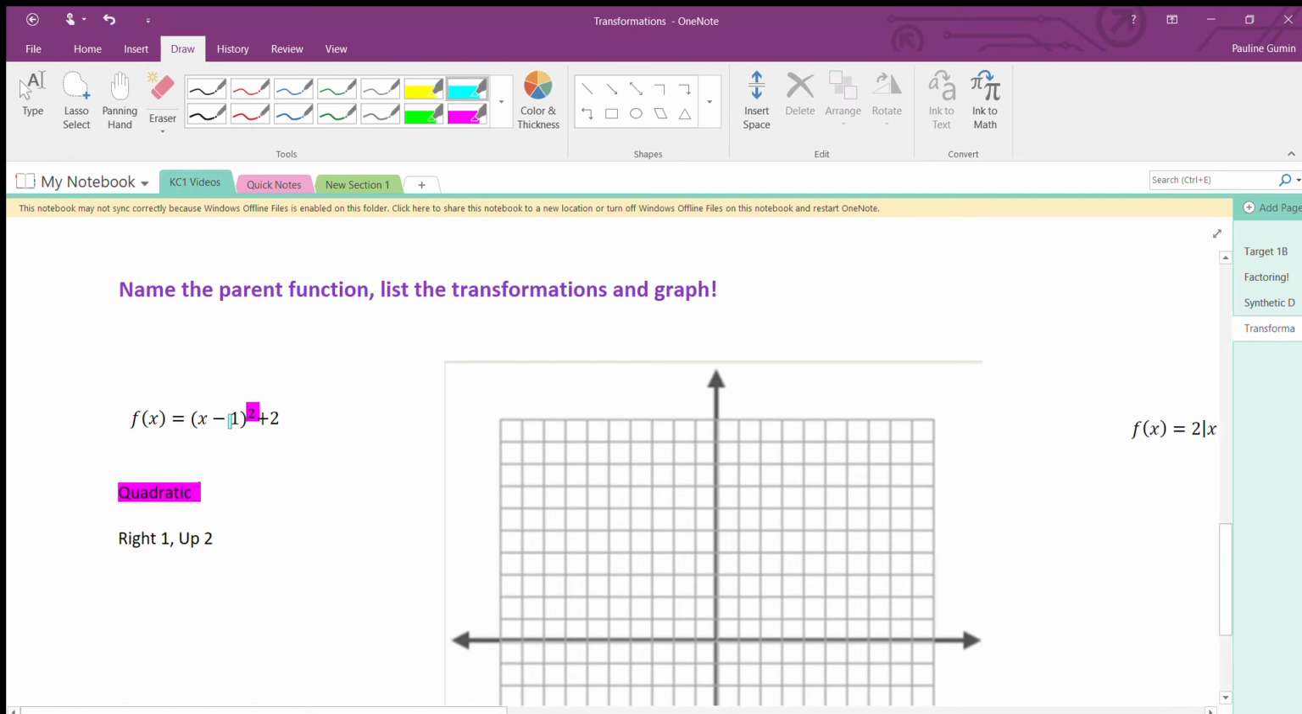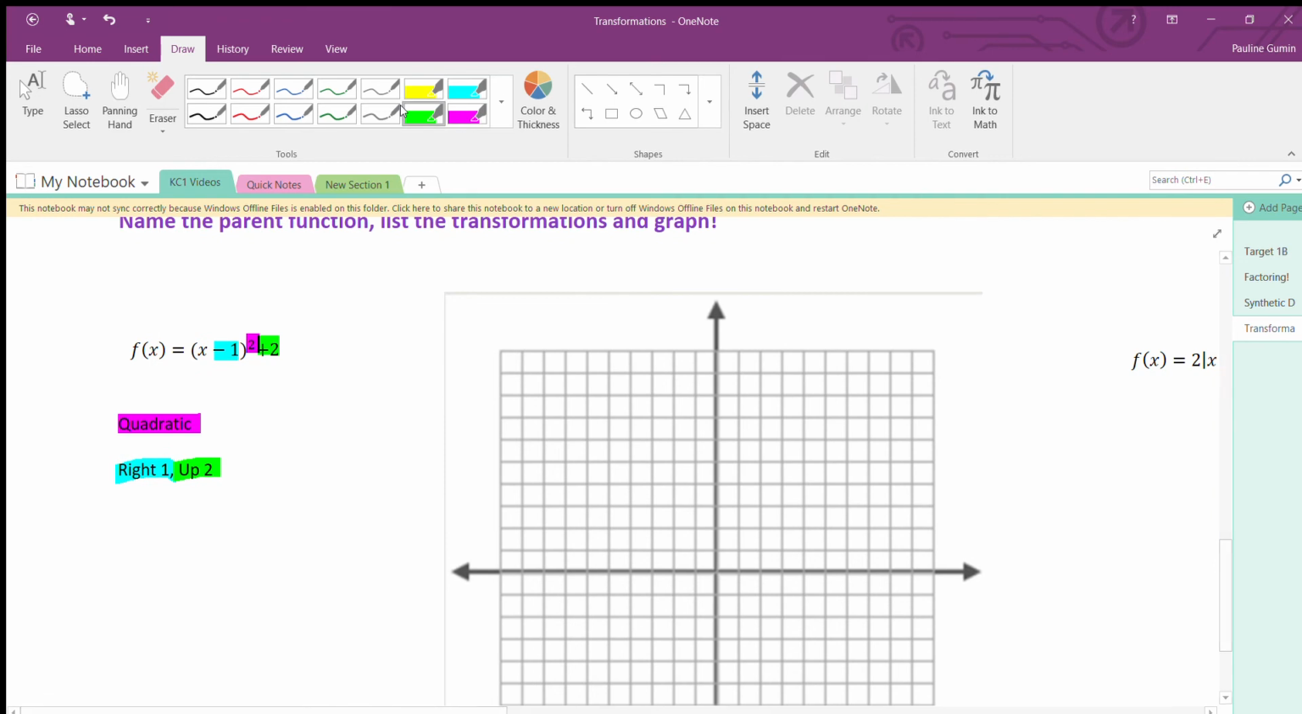Right 1. Excuse me, up 2. Okay. So we are going to take our original parabola. Let me graph some points. Let's do 2, 4, -2, 4.